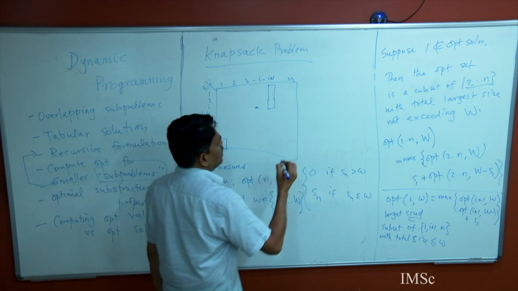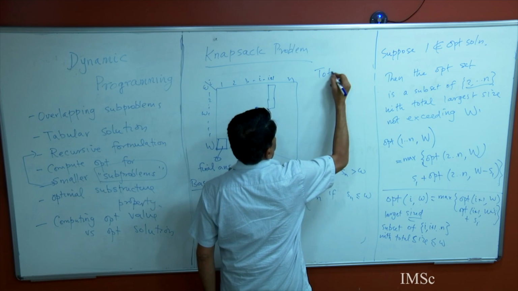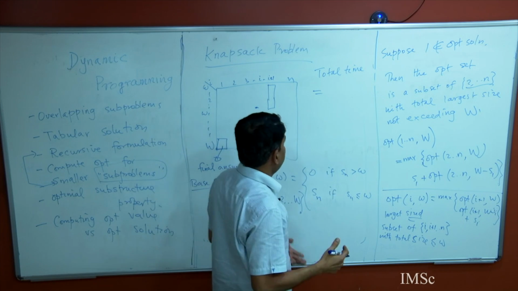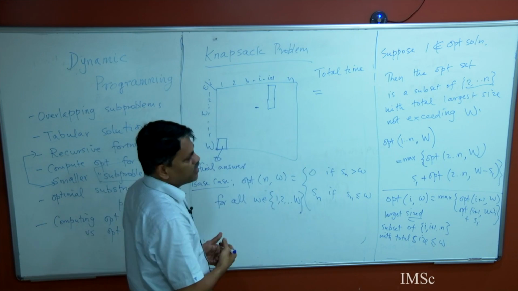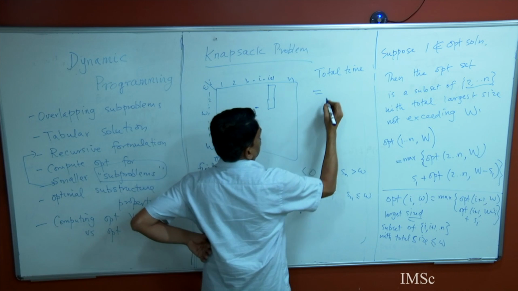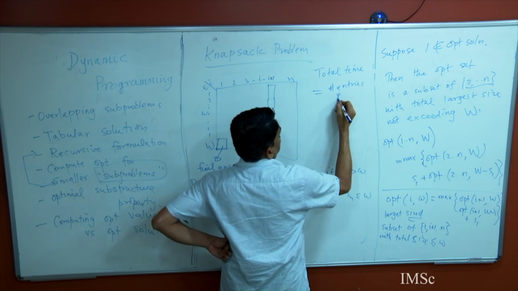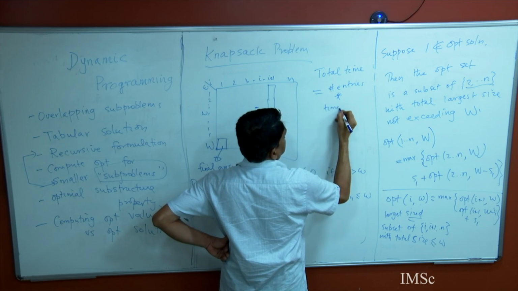So what is the total time for this whole computation? Again, pretty easy. How many entries are we computing? Number of entries times time to compute each entry.